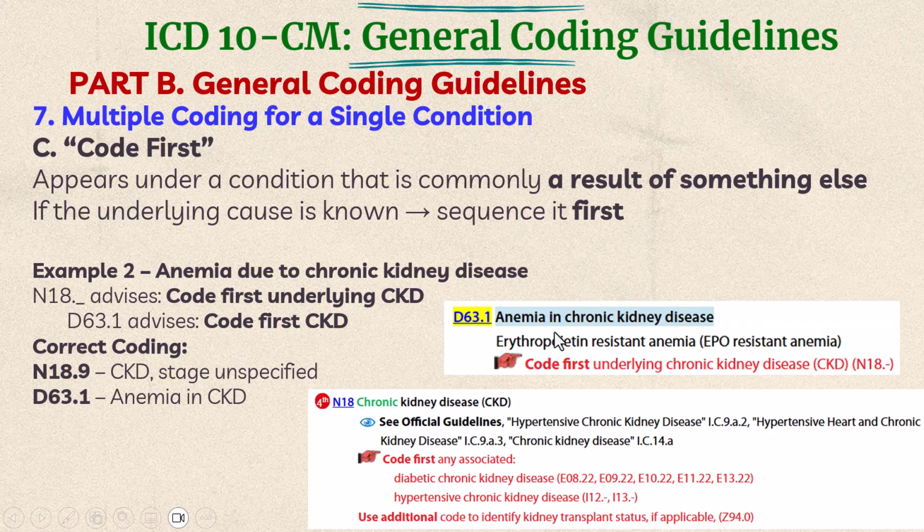So here is the real book example. When you go to the code D63.1, that is anemia in chronic kidney disease, it says code first the underlying chronic kidney disease. Similarly, when you go to the underlying kidney disease code, that is N18, you can see code first any associated diabetic chronic kidney disease, hypertensive chronic kidney disease, and use additional code to identify kidney transplant status. So the correct coding sequence will be N18.9 for CKD, stage unspecified, and D63.1 for anemia in CKD.